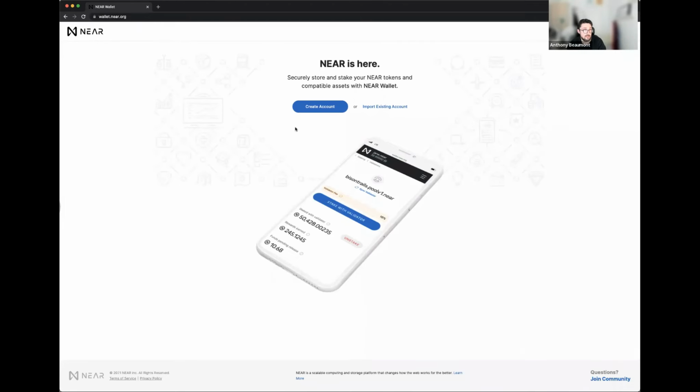Right, just show you the Near wallet. If you want to go and set up and use it, it's very smooth, buttery smooth. So I'm going to create a fake wallet. Can everyone see my screen again?